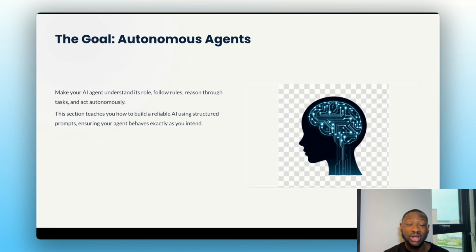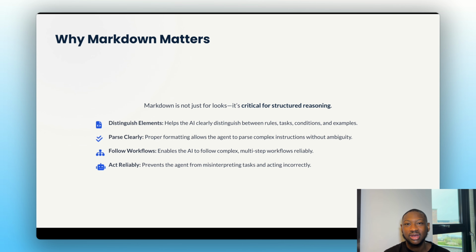But then you'd have to first of all make sure that your prompt is extremely good, which is why we have this guide here. First of all, Markdown. Markdown is extremely important. It's not just for the looks, it's critical for structured reasoning of the AI agent. First of all, you want to distinguish elements, which helps the AI clearly distinguish between rules, tasks, conditions, and even examples. Another thing that Markdown helps with is parsing clearly. Proper formatting allows the agents to parse complex instructions without ambiguity. Another one is following workflows. This enables the AI to follow complex and multi-step workflows reliably. And finally, so that it can act reliably. It prevents the agent from misinterpreting tasks and acting incorrectly.